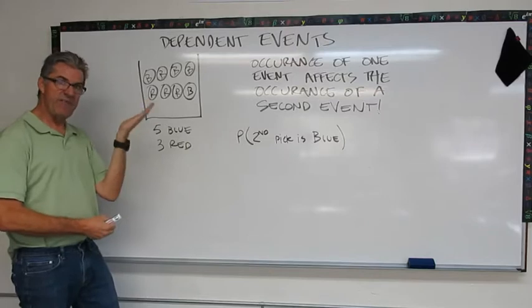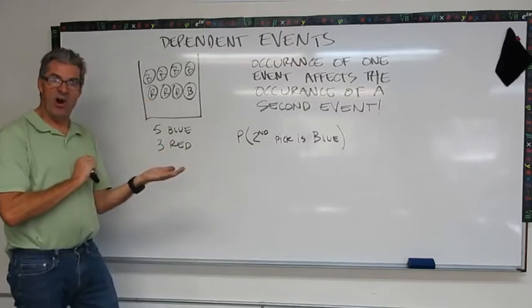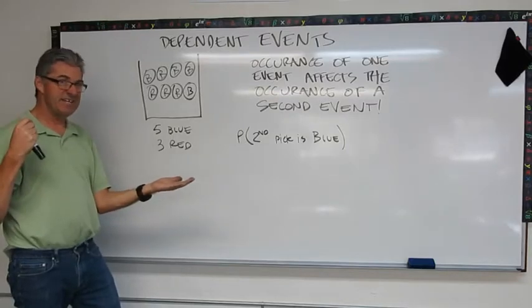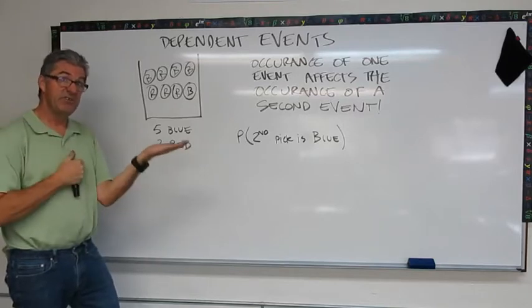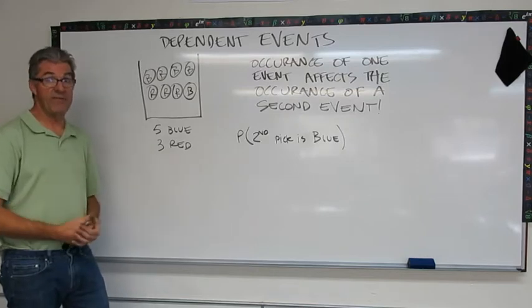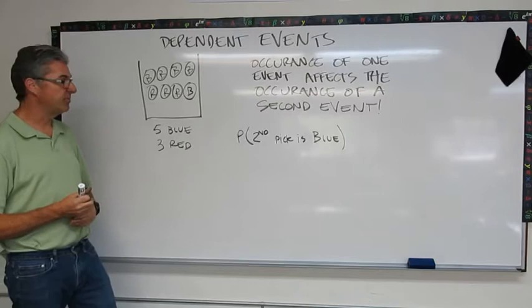For example, if I have a deck of cards and I calculate the probability of pulling out a heart twice in a row, the first time it's 1 out of 4. The second time it's not 1 out of 4 anymore because we removed a heart from the deck. So there's fewer hearts in there. So it's going to change that probability. It won't be 1 out of 4 again. So I want to show you how this works mathematically and then we'll do some problems.